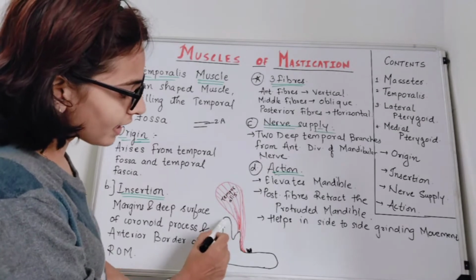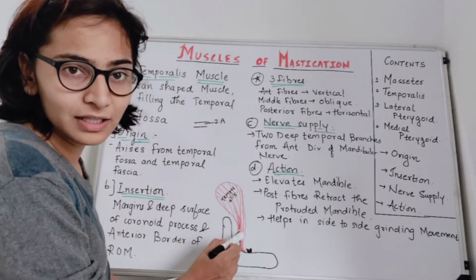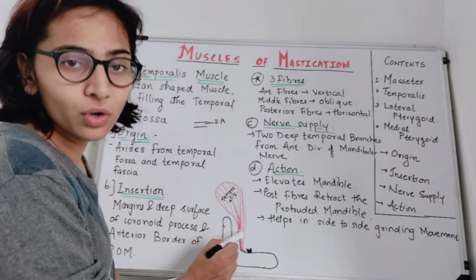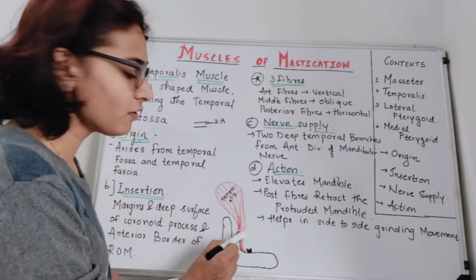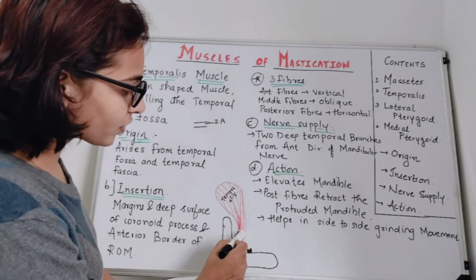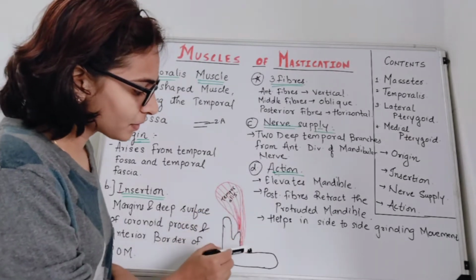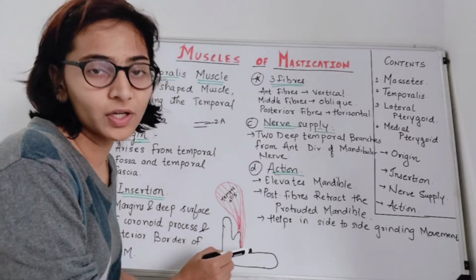So this is the condylar process and this is the coronoid process. So temporalis muscle is attached to the coronoid process, the deep surface of coronoid process, the margins and the anterior border of the ramus of mandible. This temporalis muscle extends up till the last molar teeth of the mandible.